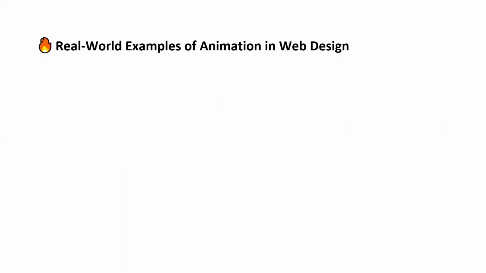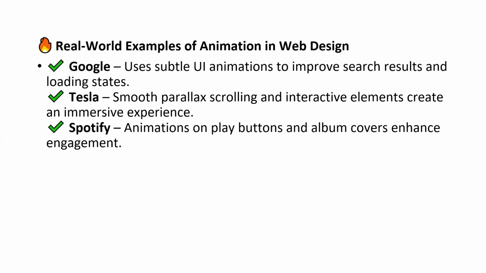So let's just quickly talk about real world examples of animation, right? For instance, Google, Tesla, Spotify. These are big players in the tech industry. They all use animation. If you go to their website, you are going to see that there is one form of animation and transition there. So let me just show you something quickly also.